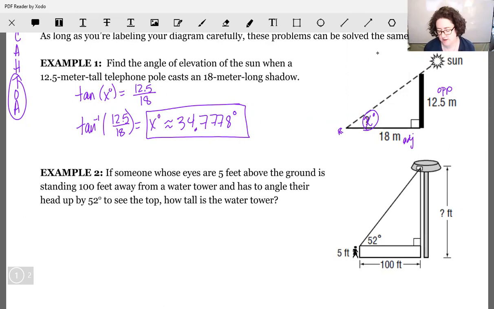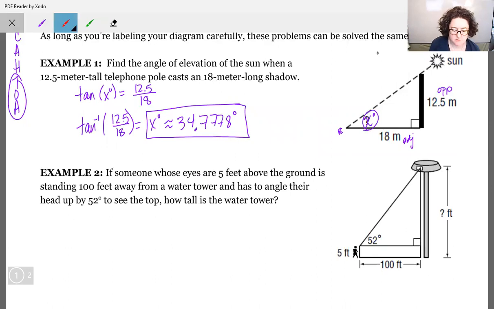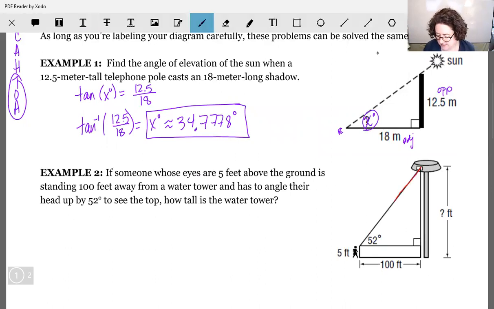And so looking at the diagram, I actually have 2 pieces to it. Let me change over to red. I do have a right triangle in here. So there's my right triangle. I know the base is still going to be 100 feet, because it doesn't matter if we're from the perspective of her eye level or the ground. We're still 100 feet away from the water tower. And we have our 52 degrees.